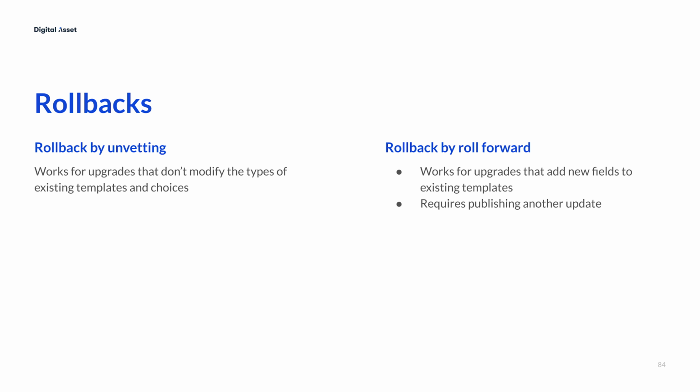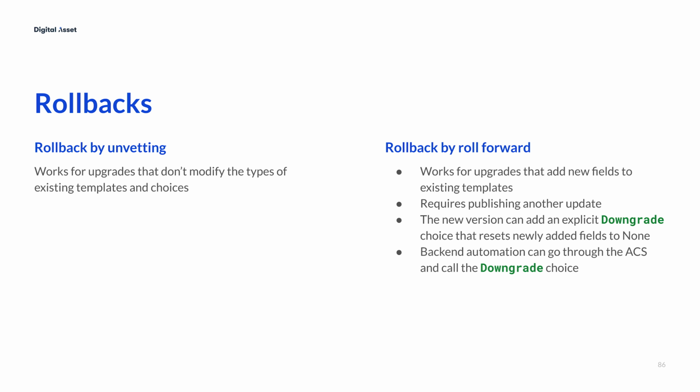Instead, a new version of the DARs needs to be published, which ignores the faultily added new fields. The new version can also add an explicit downgrade choice that resets newly added fields to none so that the contracts can be downgraded to the original version. Backend automation can then go through the ACS and call the downgrade choice.